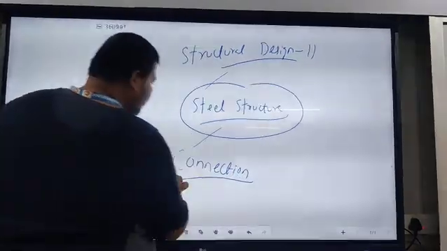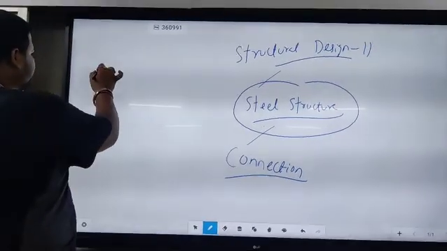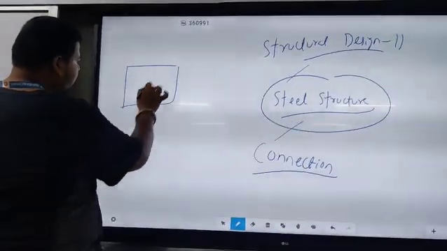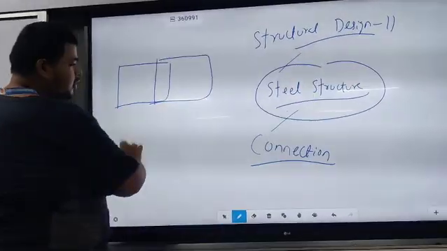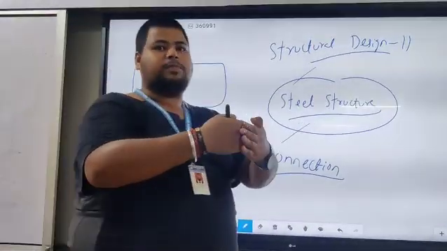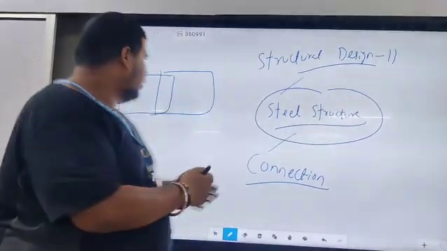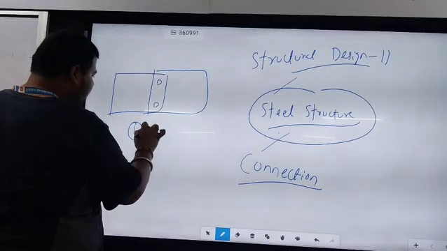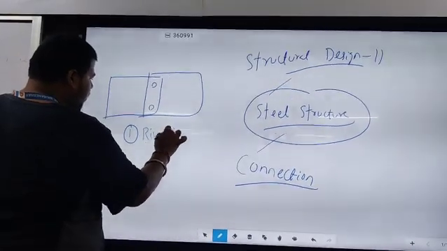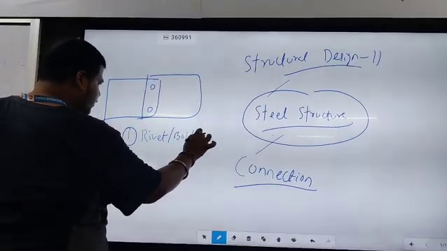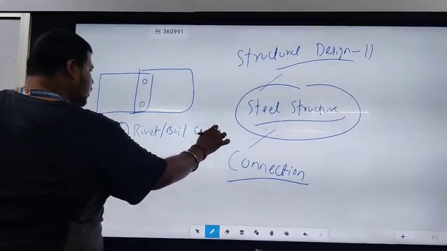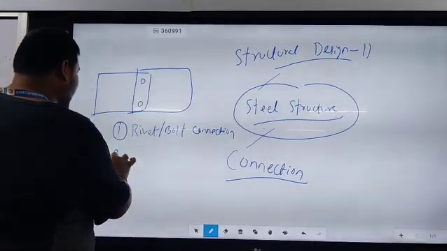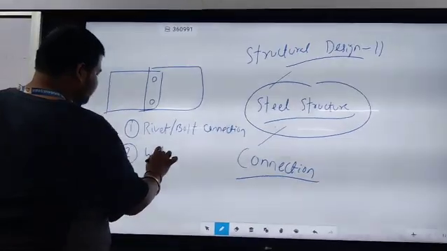So, what is the connection? Suppose this is my steel plate, and this is my another steel plate. I want to join these two steel plates. How can I join? By using bolt or by using rivet. So my first connection is a rivet or bolt connection. Second connection is welding connection.